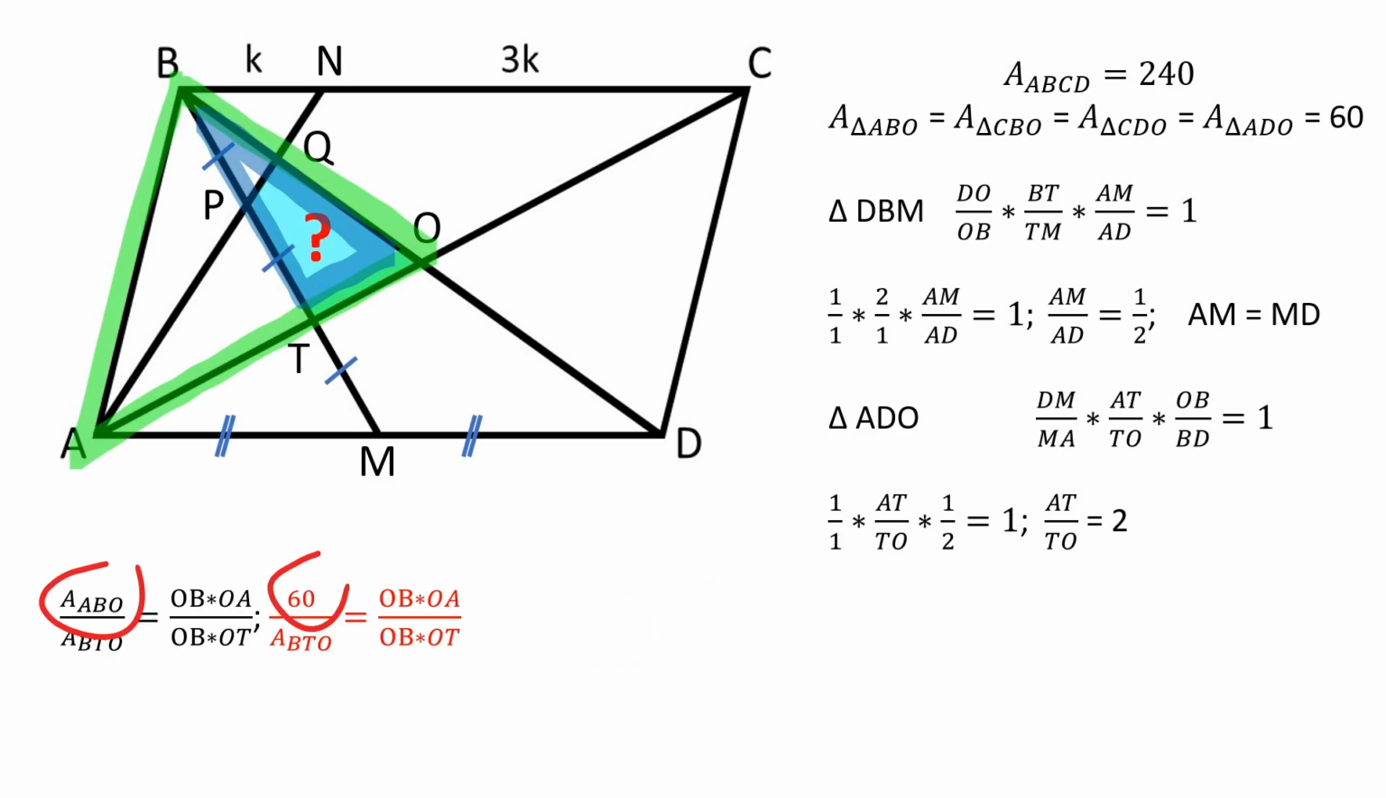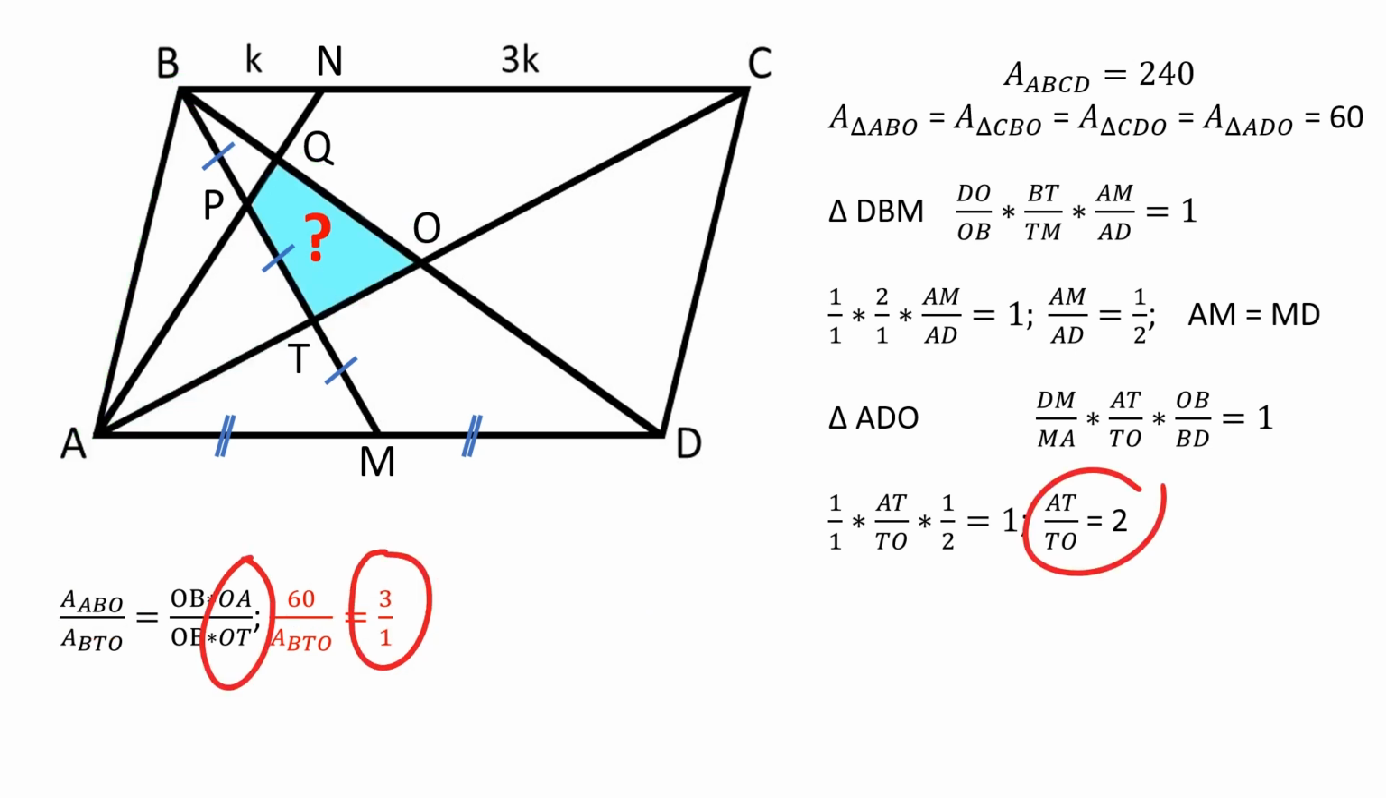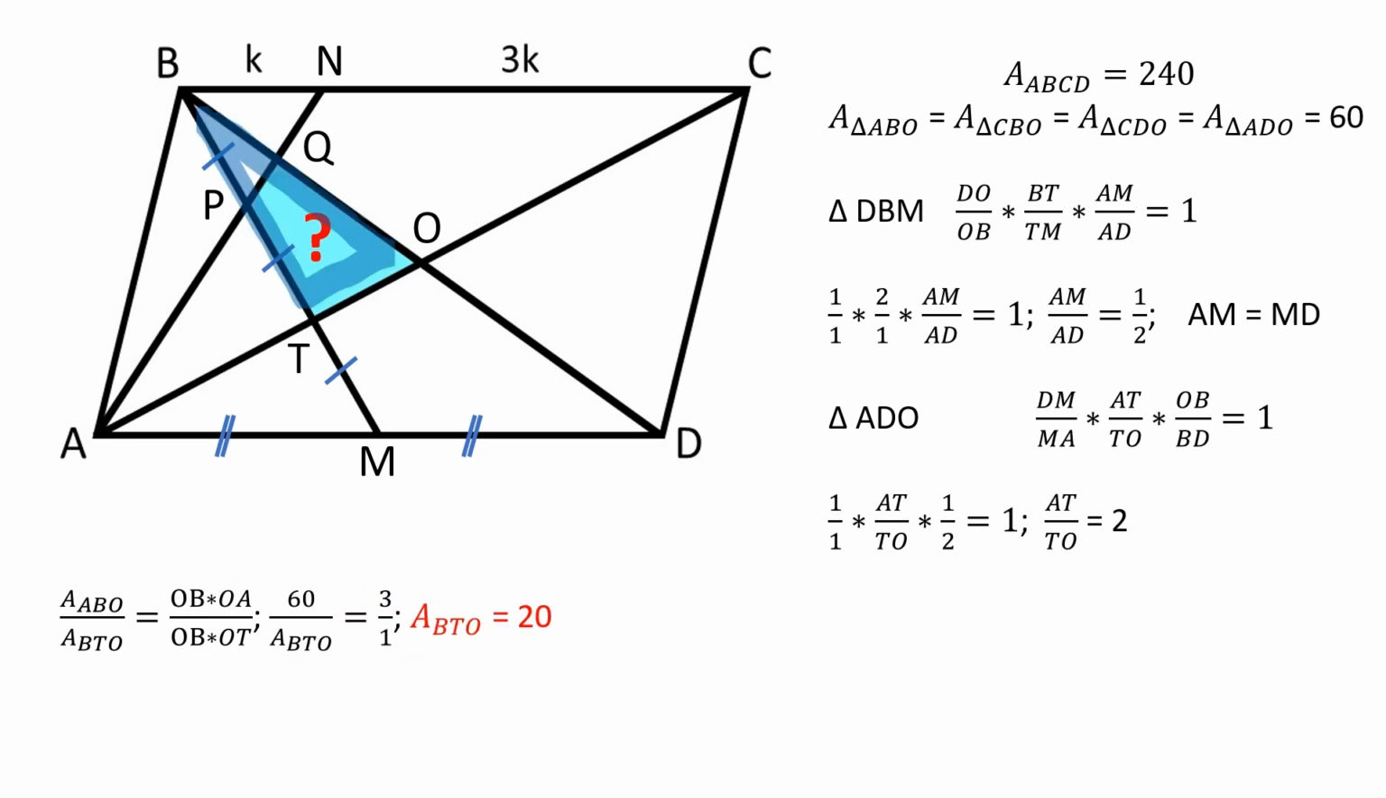The area of the triangle ABO is equal to 60 square units, and since the ratio of AT over TO is equal to 2, the ratio of OA over OT is equal to 3 over 1. The area of the triangle BTO is equal to 20 square units.